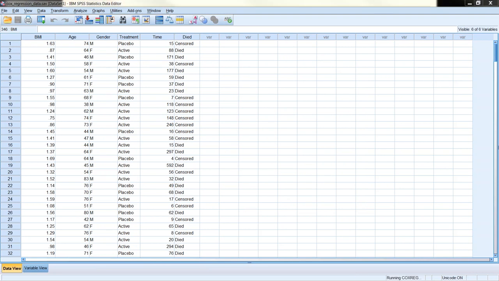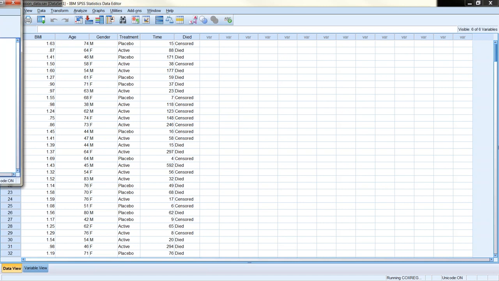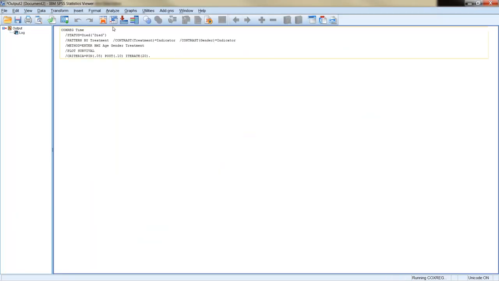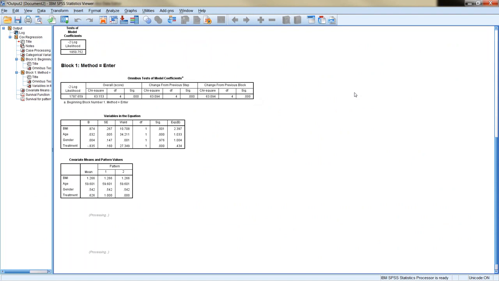So let me go ahead and pull that over here. And you can always save your syntax if you want to. So come on, run, run, run. Boy, it's taking a while. My computer gets tired. I think I use it too much during the day. By the afternoon, I think it needs a nap. So anyway, here we go.